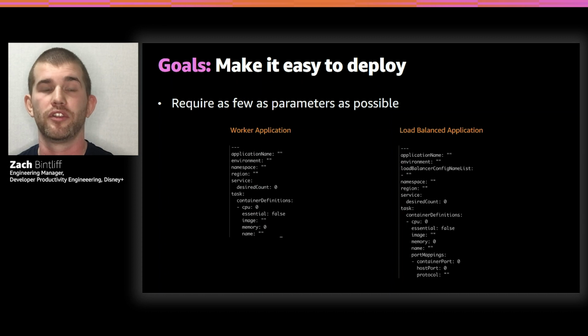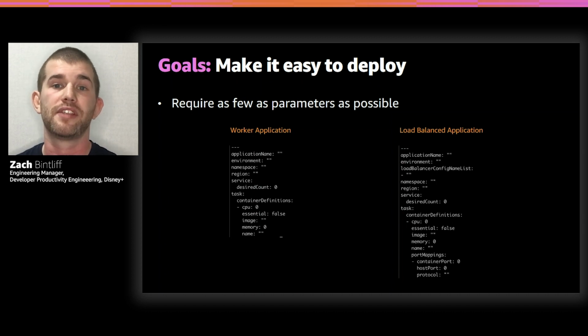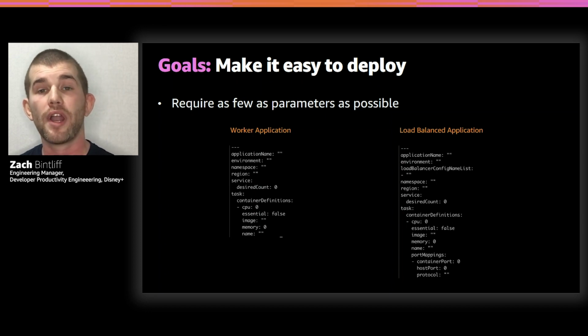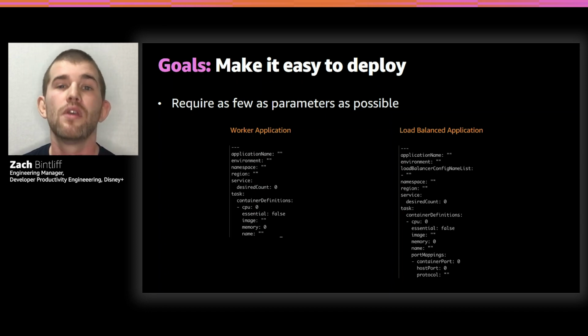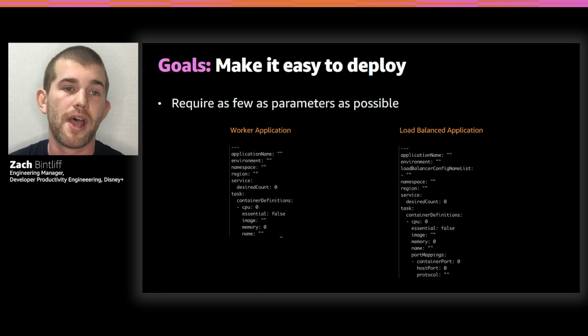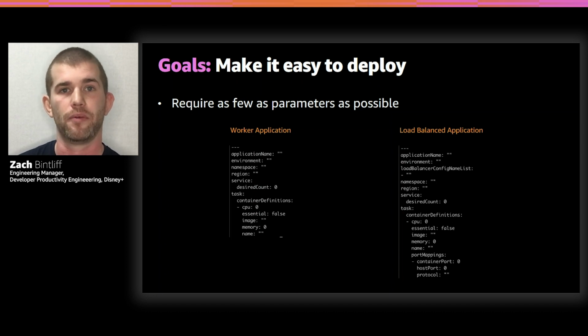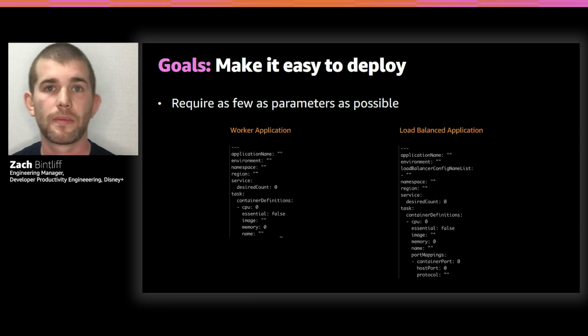There's many other fields that we allow, but they all just have sane defaults to make sure you're following the best practices. On the right is a load balanced application. We need a little bit more information from you here, and that's because you're load balancing traffic. We need to know where to send that traffic, how to health check it, what CNAMEs to use, and more. But still, it's not that many fields you need to actually get a deployment out.